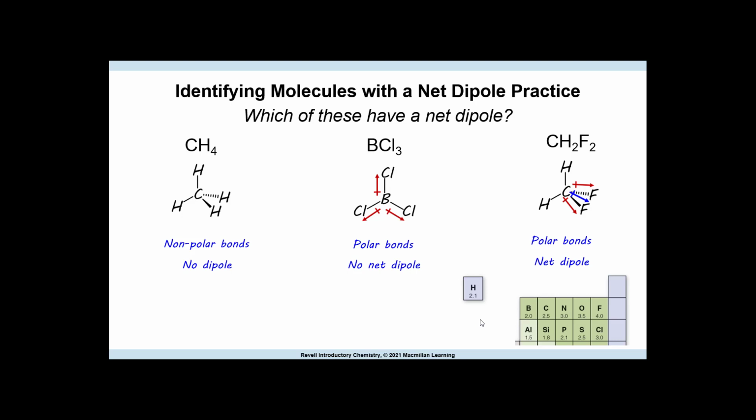So first one, no polar bonds, there's no dipole. And there's no polar bonds because the difference between the C and the H is not large. Polar bonds in the middle one, but they all end up canceling each other out. It's like an equal tug of war, going 3 ways, but equally, so nothing happens. And then in CH2F2, there are polar bonds. It's unequal, it's unbalanced, and they're all being pulled towards the fluorine.